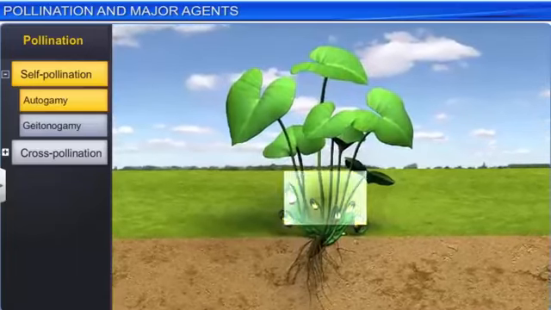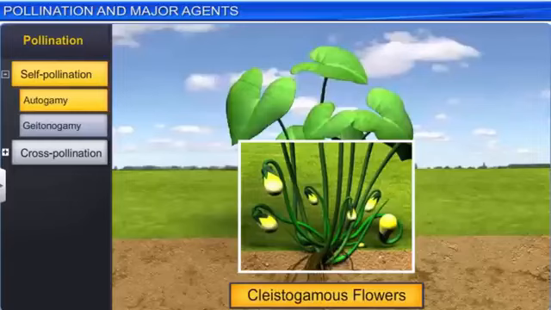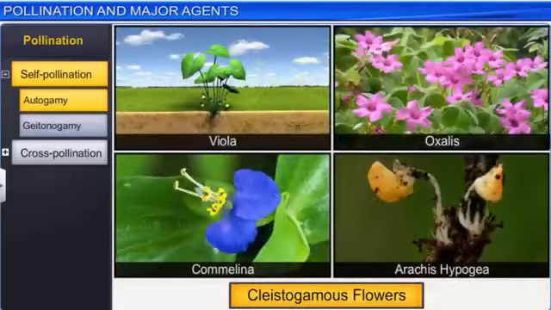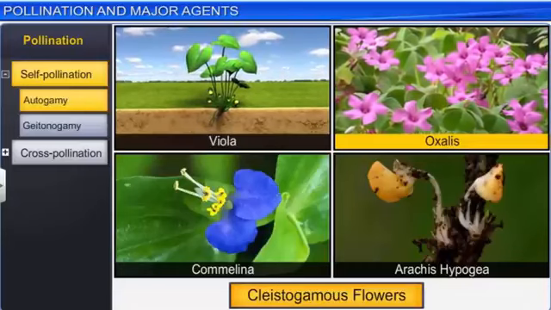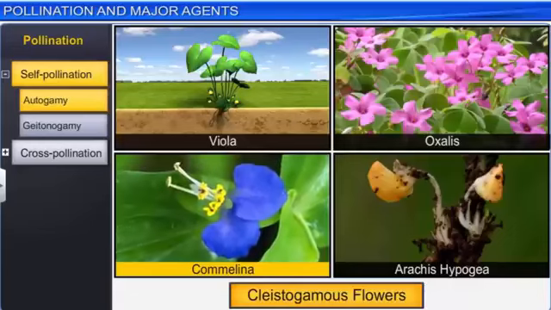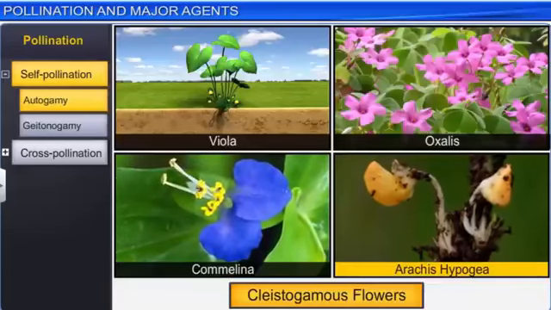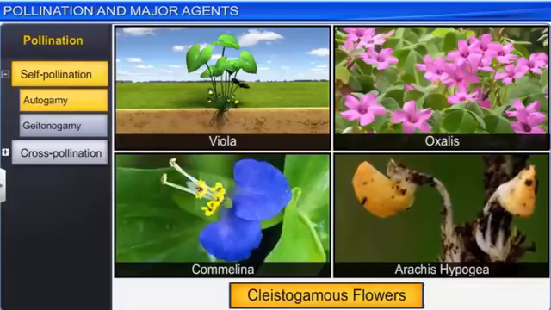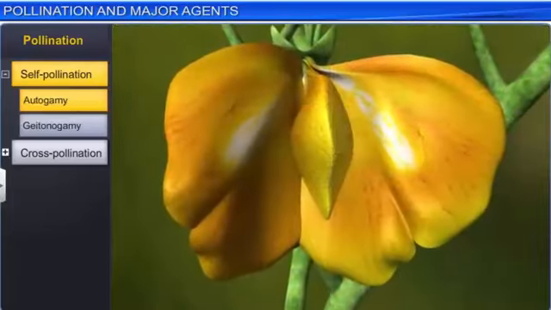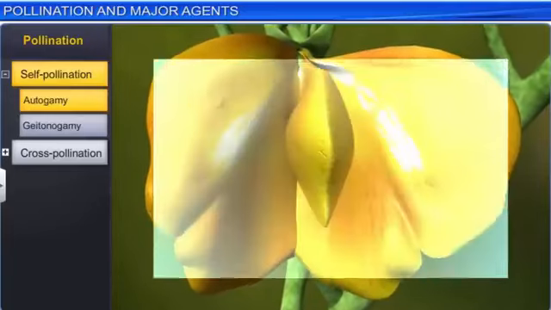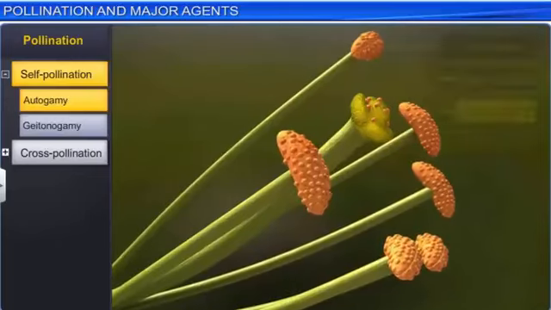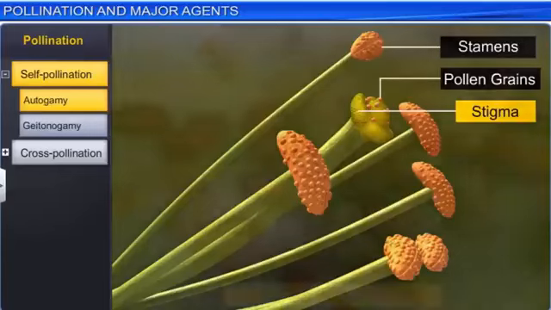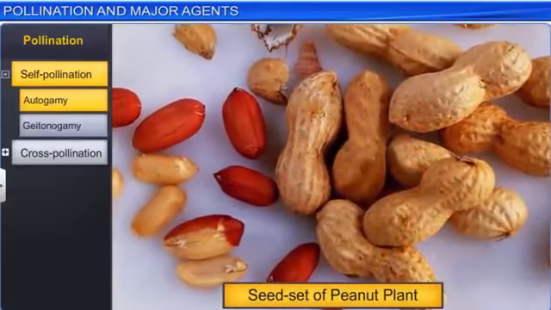And is seen in cleistogamous flowers or flowers which do not open at all, produced by plants such as viola, oxalis, camelina, and Arachis hypogea or peanut. The anthers and stigma of these flowers lie very close to each other. When anthers dehisce, pollen grains get deposited on the stigma, which ensures the production of seed sets even in the absence of pollinators.